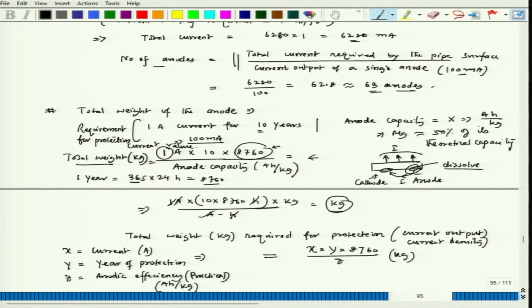So, these are some of the calculations which we can use for designing anode numbers, or finding anode numbers, or what could be the current output, as well as the weight of the anodes required for a specified period of protection to a structure. There are a lot more calculations that can be done. So, let us not get into those complications. These are all very simplified situations I am talking about.